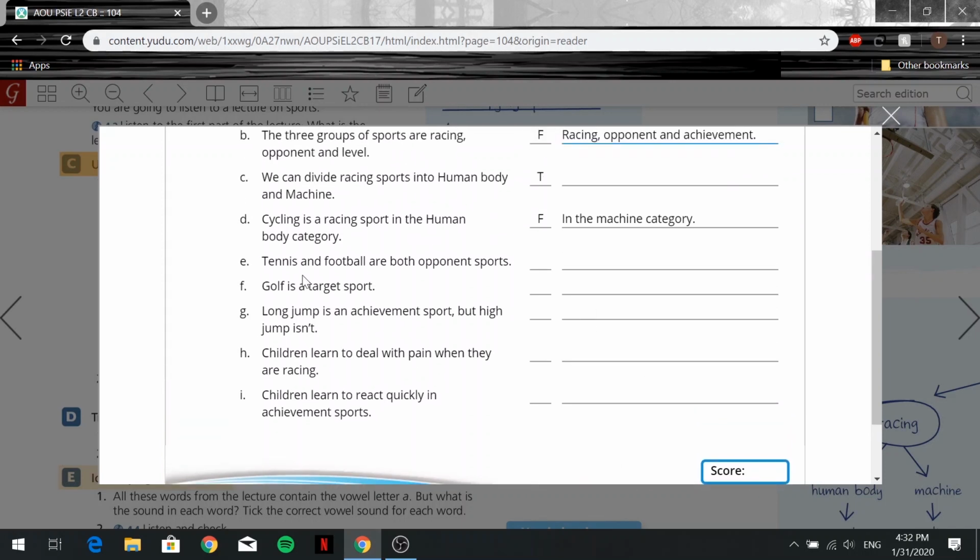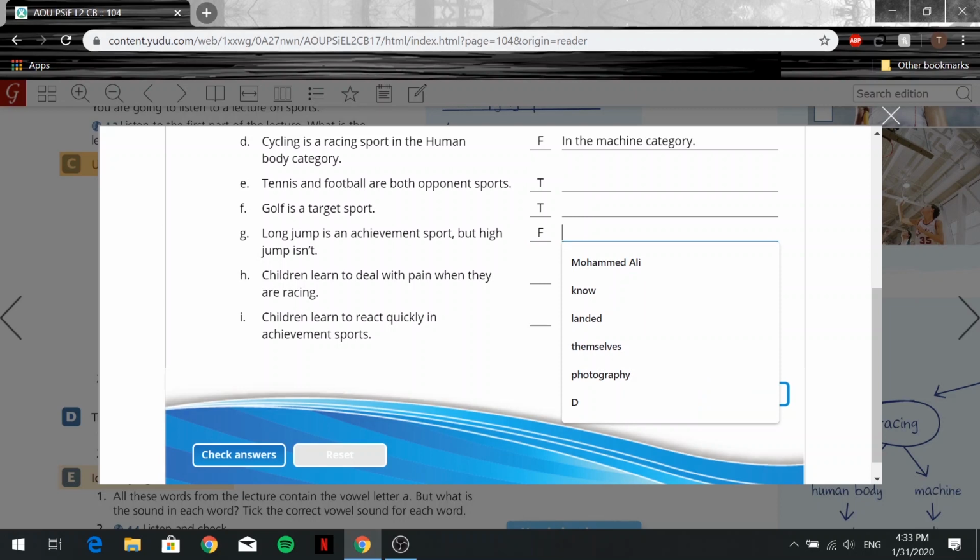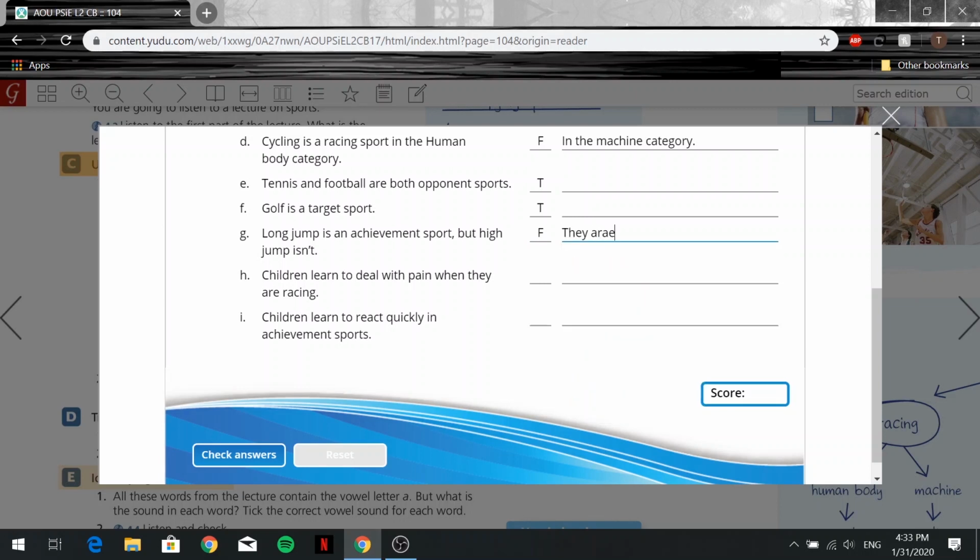E, tennis and football are both opponent sports. And for that we'll say yes, tennis and football are both opponent sports. F, golf is a target sport. Again, this is true. G, long jump is an achievement sport, but high jump isn't. This is actually wrong. The statement is wrong. They are both achievement sports. So they are both achievement sports. Okay?